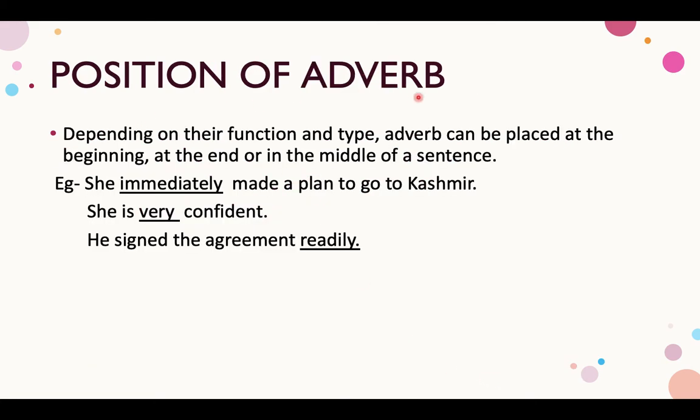Now the position of adverbs. Depending on their function and type, an adverb can be placed at the beginning, at the end, or sometimes in the middle of a sentence. Like, she immediately made a plan to go to Kashmir. So here we are putting it in the beginning. Now she is very confident. In the middle we are writing. So most of the time adverbs of degree are added in the middle. He signed the agreement readily. So readily is at the end of the sentence. So it depends upon the sentence where to put an adverb.